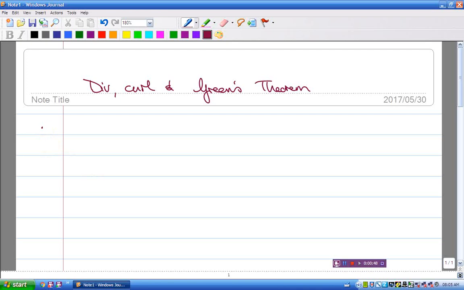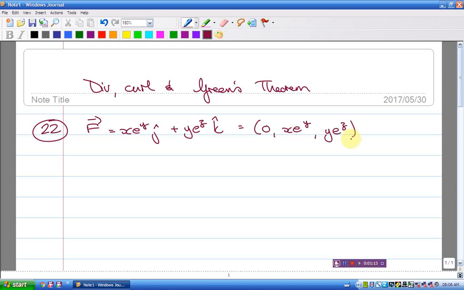I'm going to do exercise 22. It says find the curl and divergence of F if F is this thing over here. So let me write it down. F = 0 i + x e^y j + y e^z k, which if you want to write it in parenthesis notation is that.